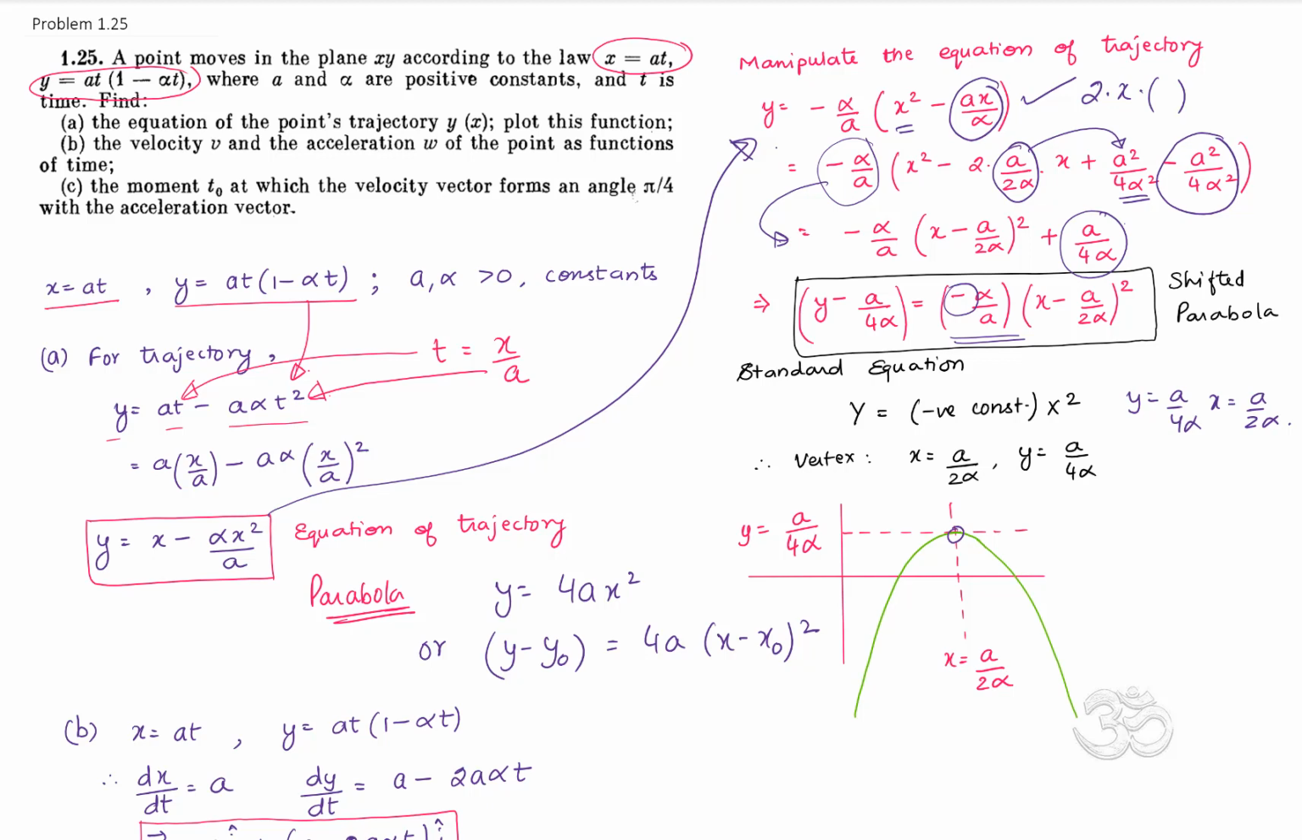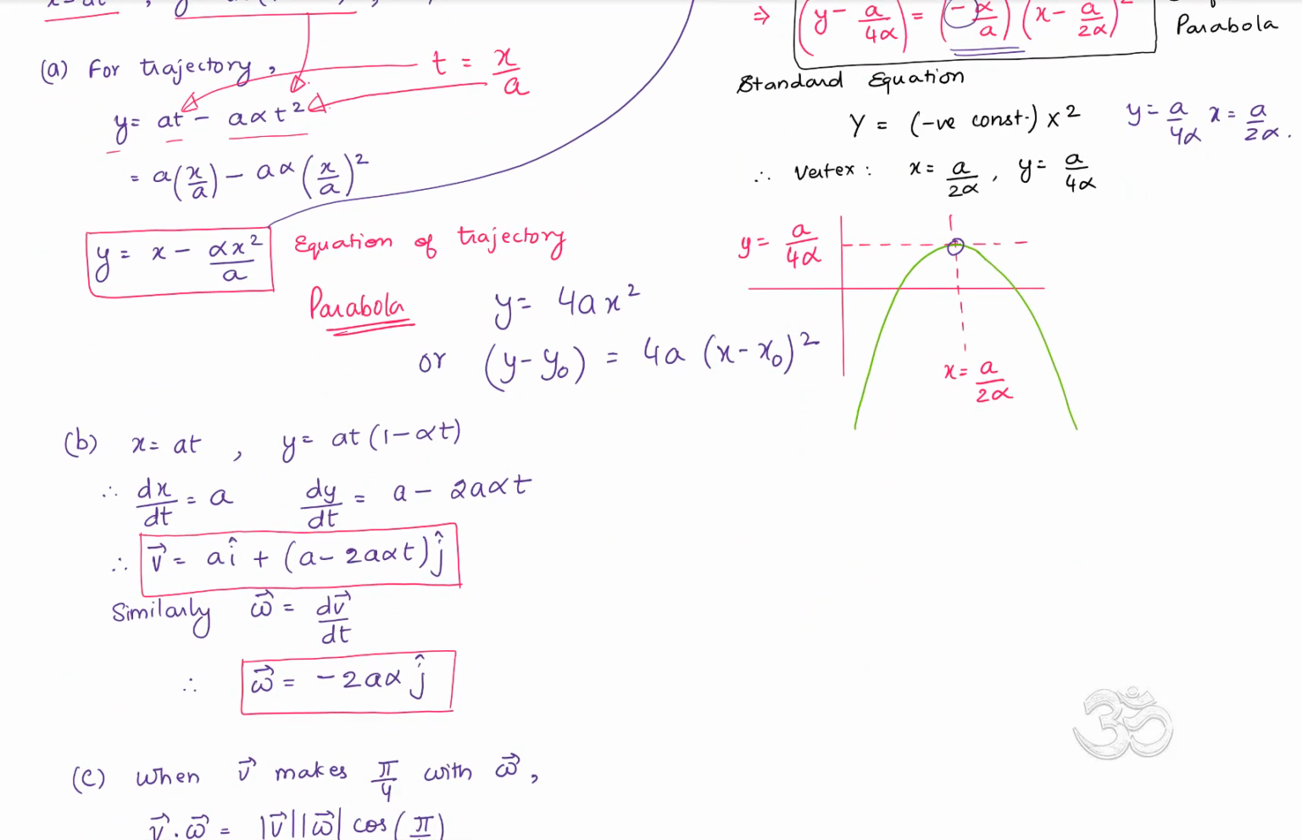In the second part of this question, he is asking us to find the velocity and acceleration of this point as functions of time. So if you have a look at the expressions that he has given us, he gives us x as a function of time and y as a function of time, with the help of which we can find dx by dt and dy by dt. And then this is vx, dy by dt is vy, and then the velocity is vx i cap plus vy j cap. The magnitude of velocity is the square root of a square plus a minus 2a alpha t whole square.